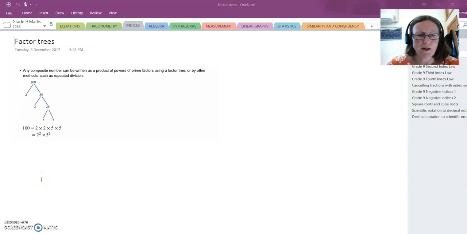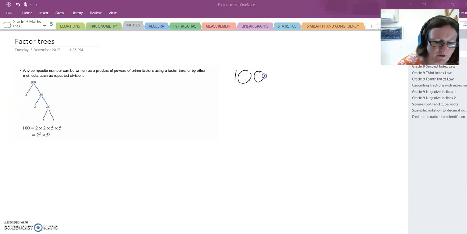Okay, let's look at factor trees. Any composite number can be written as a product of prime factors using a factor tree or other methods, such as repeated division. I find factor trees the easiest way to do this. So let's look at this example.